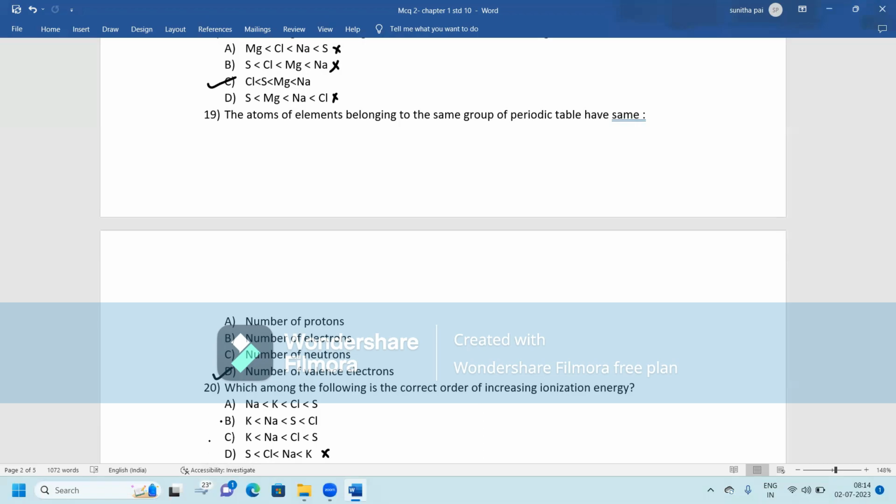But let us evaluate. Potassium and sodium. Yes, compared to sodium, potassium has a larger size. So these first two are correct. Sodium has a smaller size, so its ionization potential will be more. Sodium to sulfur, again size decreases. Sulfur to chlorine, size decreases. So as size decreases, ionization potential will increase.